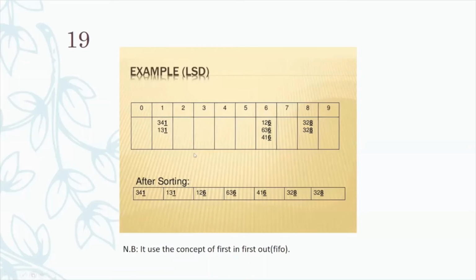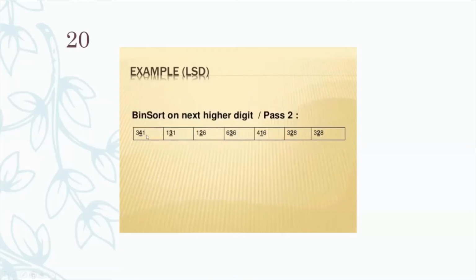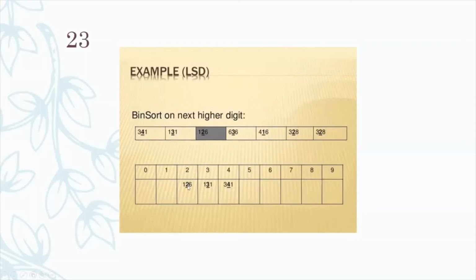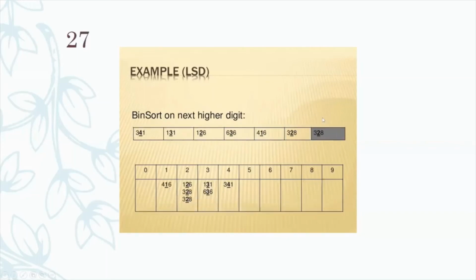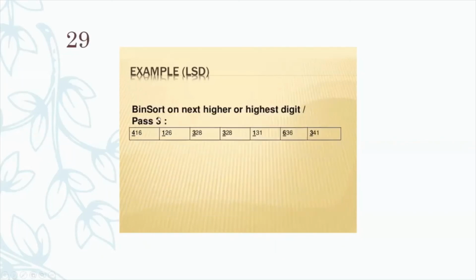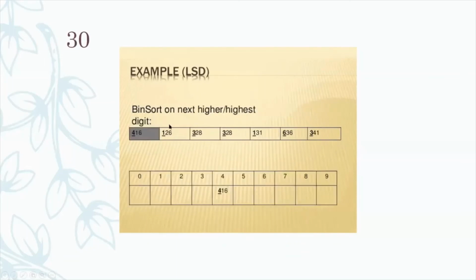Here is the sorting. Then we go to the tens place: 4 will be placed on 4, 3 on 3, 2 on 2, 3 on 3, 1 on 1, 2 on 2, and 2 on 2. Then after sorting, it is the same procedure as pass 1.